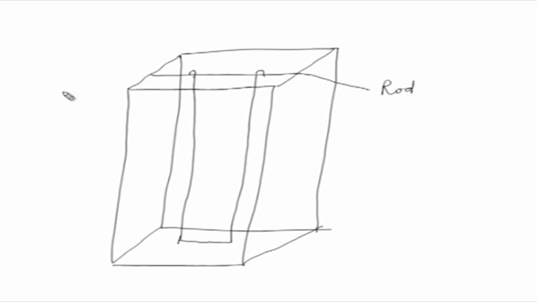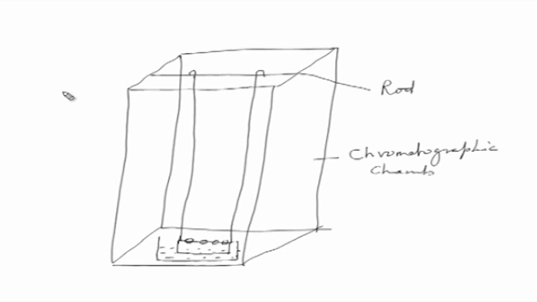Now, on this paper, as you can see, there will be spots as we have spotted there, and there will be a mobile phase here. Now, remember, the spots are not submerged in this one. So, this is the chromatographic chamber, and then this is the chromatographic paper which you are utilizing here.